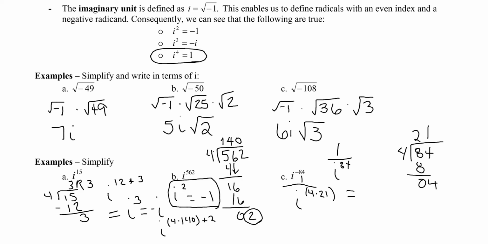And we're going to have 1 over i to the 4th power, which equals 1 over 1, which gives me 1. And that's it for there.